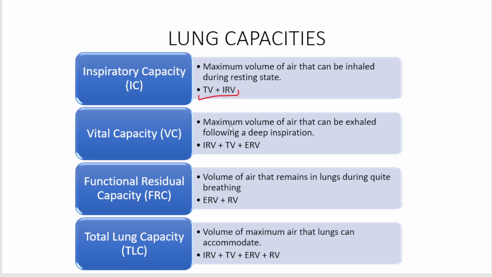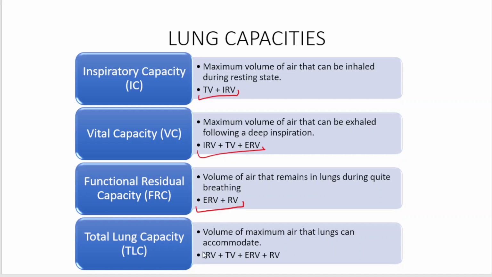Vital capacity is the maximum volume of air that can be exhaled following a deep inspiration. So it is the maximum volume of air that we can exhale. And the functional residual capacity is the air which remains in the lungs after a quiet breathing or resting stage breathing. It is the expiratory reserve volume plus the residual volume.